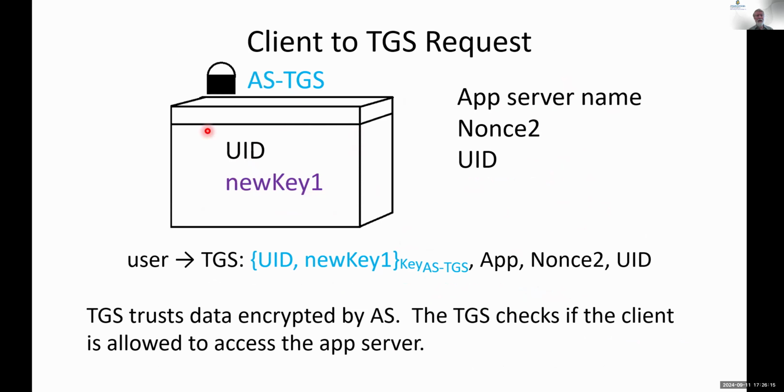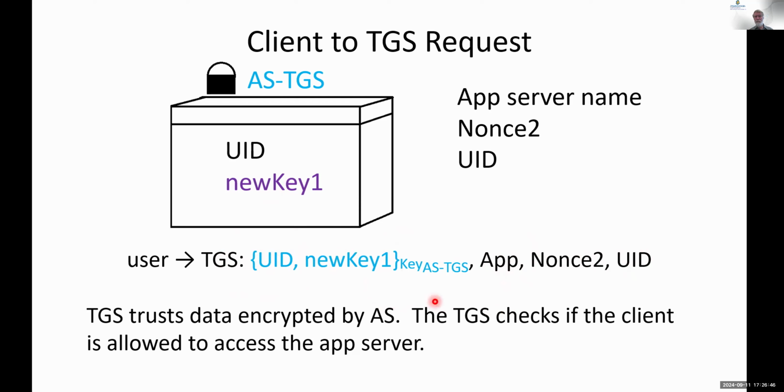What do you do with that? You take that new key, you take that block that you got from the authentication server, along with who you want to connect to, what server you want to use, print server, file server, and a second random number, and your user ID. You stick all those together and send it off to the ticket granting server, saying, I want to use this app. Here's a random number. This is me. And I got this set of bytes from the authentication server, which validates that I am me.